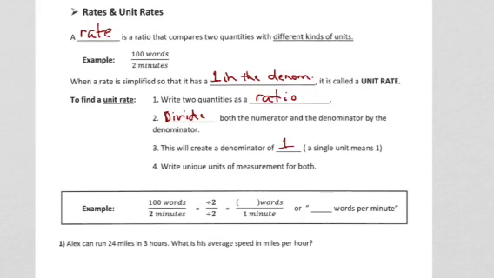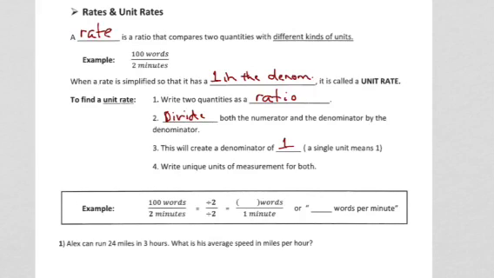So a rate is a ratio that compares two quantities with different kinds of units. For example, 100 words in 2 minutes. That's how fast somebody typed. They typed for 2 minutes, they got 100 words. So when a rate is simplified so that it has a 1 in the denominator, it's called a unit rate.